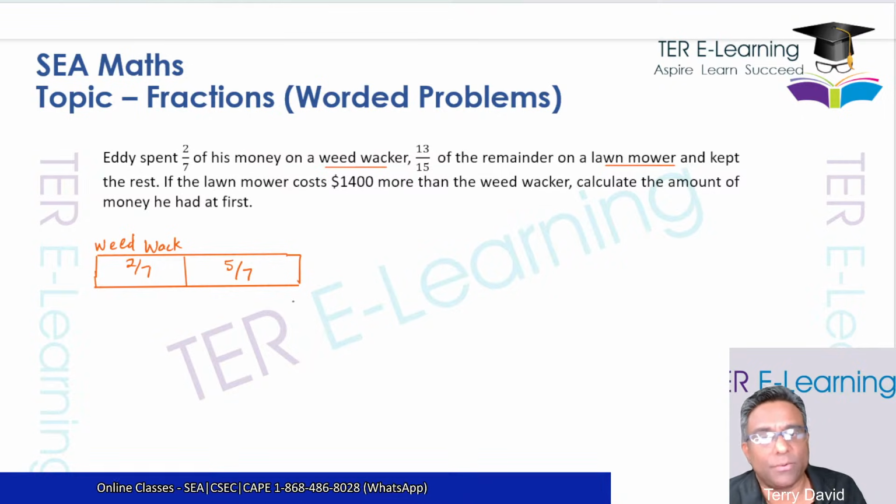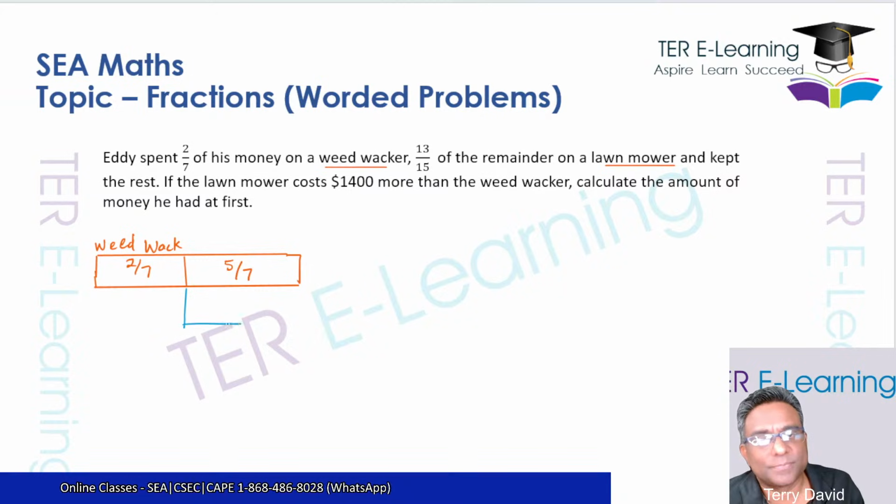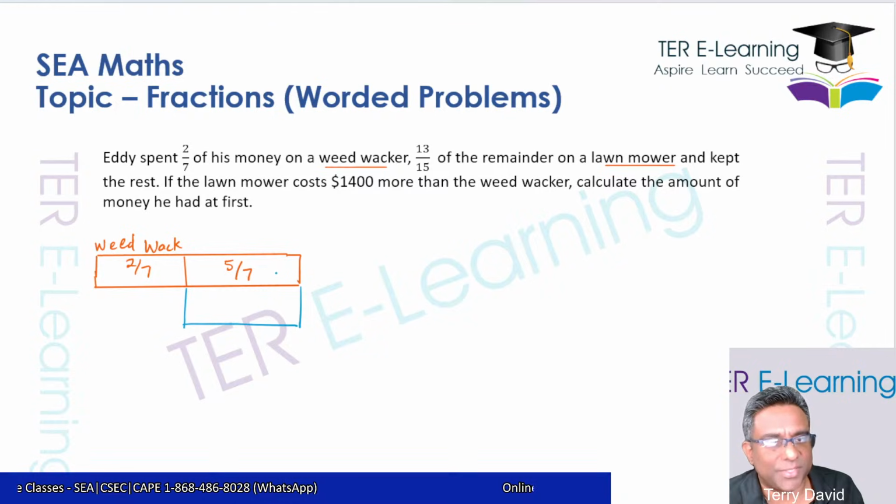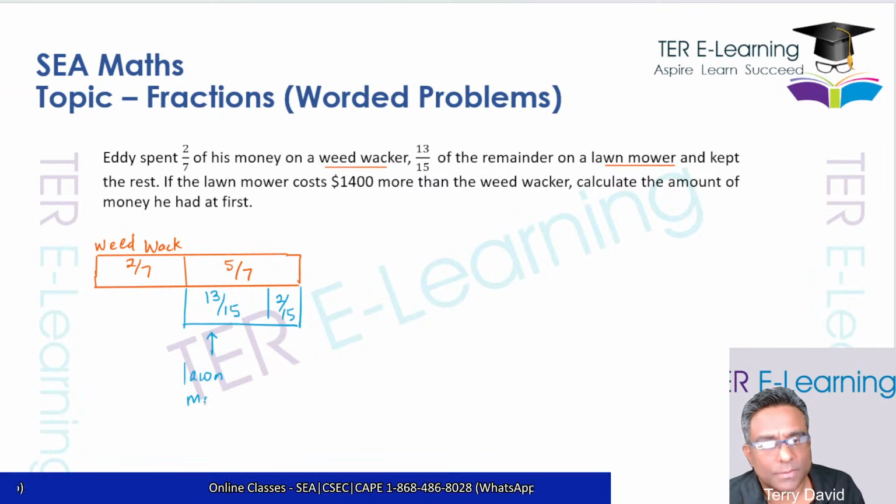So in this case, we have this block, that's your remainder after he bought the weed whacker. And he's using 13/15 on a lawnmower. So this here will be 13/15, that's how much he's spending on the lawnmower. And then what you're left with will be 2/15, that's the remainder. So this fraction represents your lawnmower, and this one here will represent what is left.